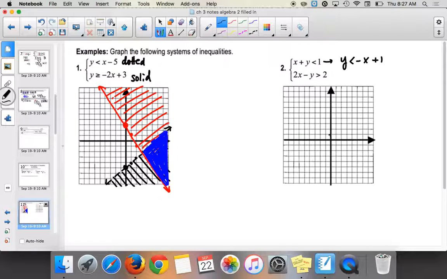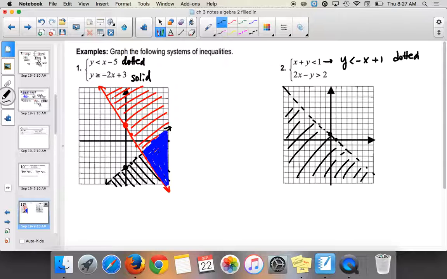So our y-intercept is 1, and our slope is negative 1. So I go down 1, right 1, down 1, right 1, down 1, right 1. Or you could go up 1, left 1. And it's a dotted line. And since I've solved for y, I can tell if it's going to be above or below. So since it says y is less than, we're going to be below. So we're going to be this way.